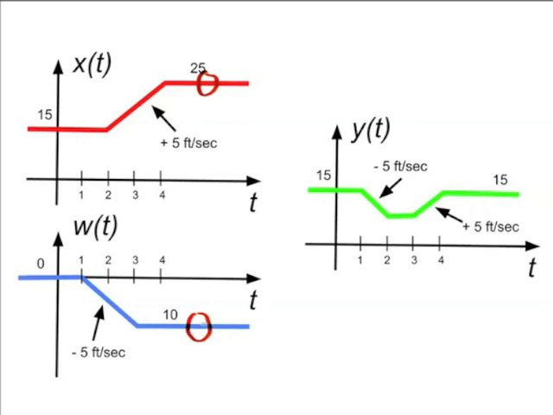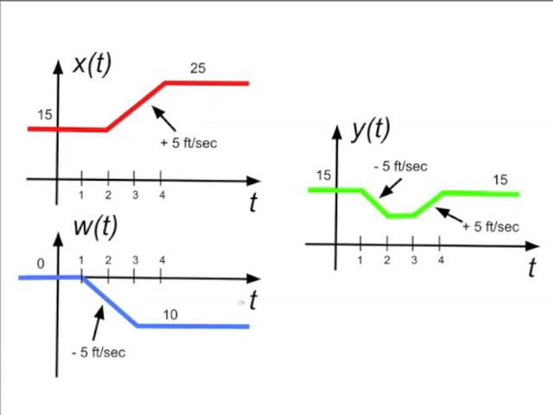So something else I'd like to point out now is that between 2 and 3 seconds, x is increasing at a rate of plus 5 feet per second, while w is decreasing at a rate of minus 5 feet per second. So during that time, y is steady. It's neither increasing or decreasing. So I think you'll agree now that the addition of signals is a pretty easy task.